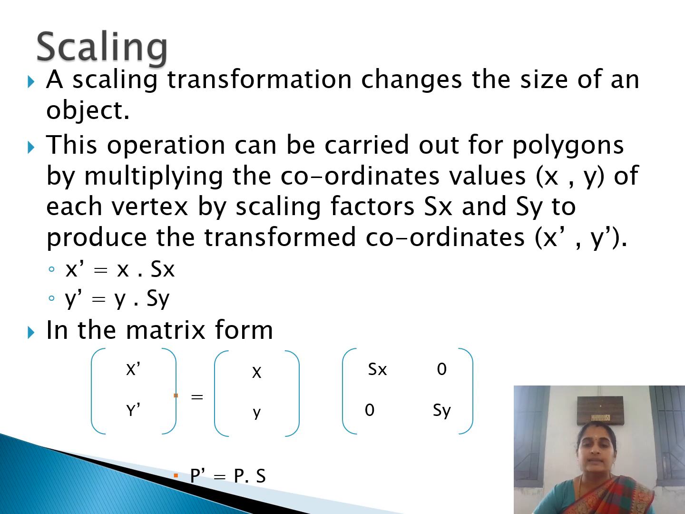This can be carried out for the polygons by multiplying the scaling factors Sx and Sy to the coordinate values x and y to produce the new coordinates x dash, y dash. The equations are x dash is equal to x dot Sx and y dash is equal to y dot Sy, and the matrix form of scaling is [x dash y dash] equals [x y] times the diagonal matrix with Sx and Sy. The common equation for scaling is P dash is equal to P dot S. P is the original position, S is the scaling factor, and P dash is the new position.